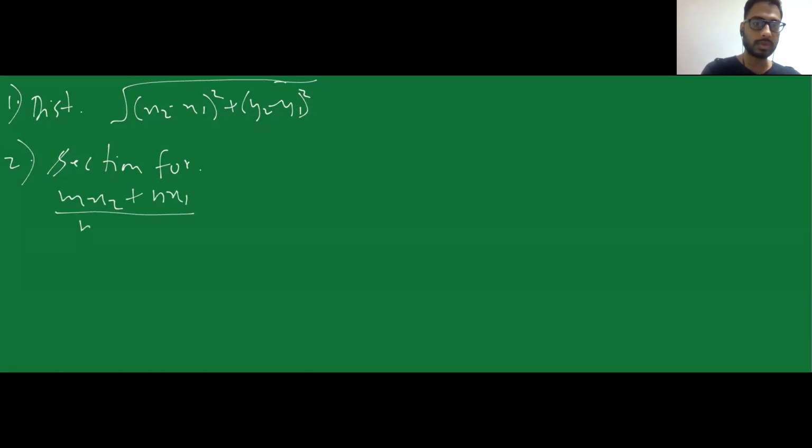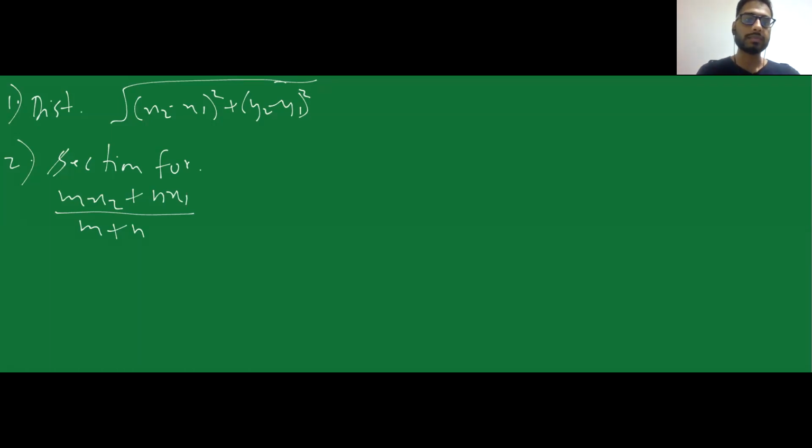Okay, so let's see next. We'll revise some of the basic formulas. First is a distance formula. Distance formula is under root of x2 minus x1 square plus y2 minus y1 square. Then we have a section formula, and section formula is for internal division. I can say that mx2 plus nx1 upon m plus n.